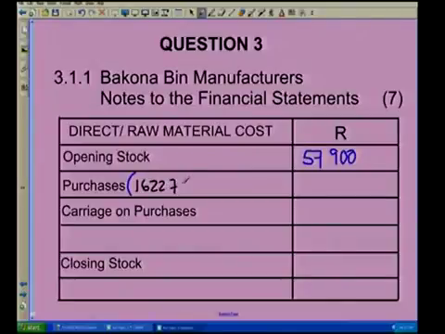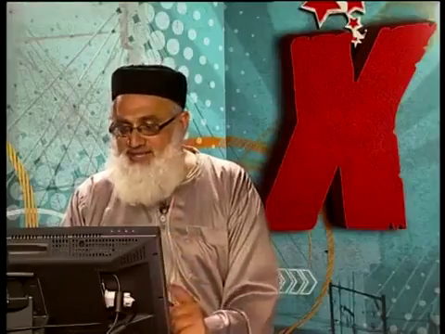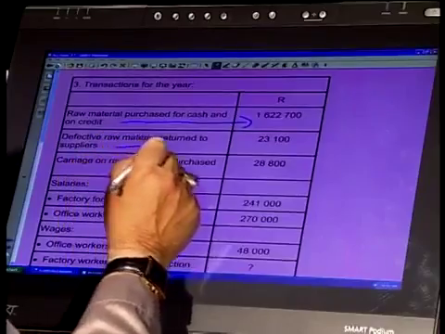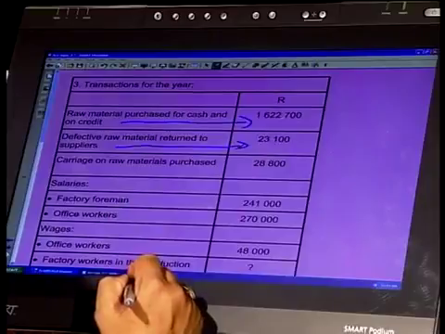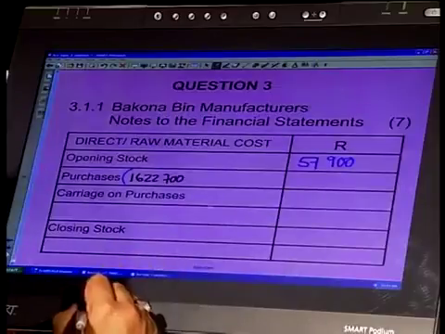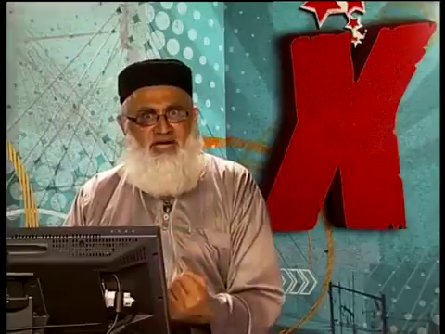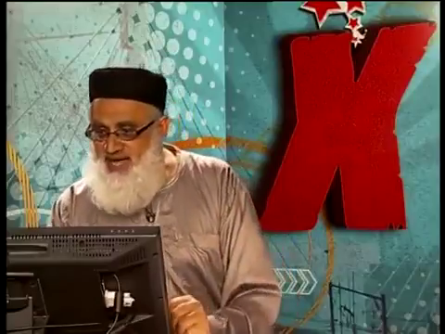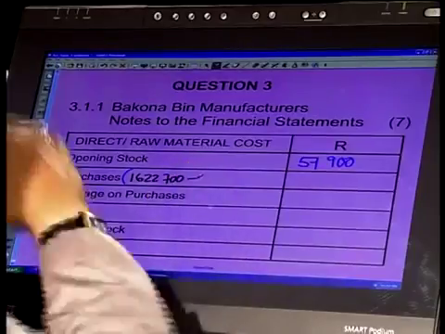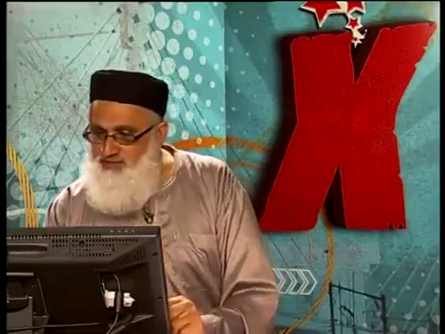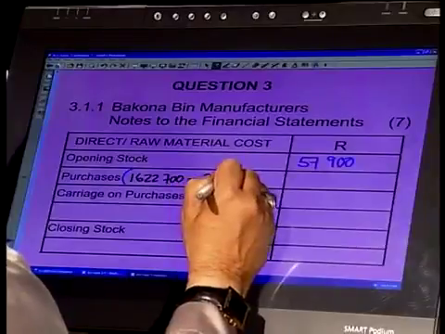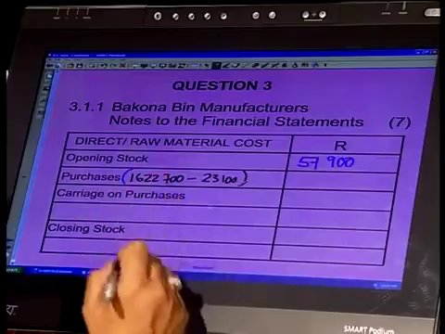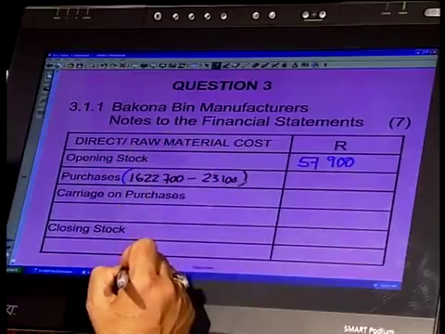Let's get that. 1 million, what was the amount? 1,622,700. And what else do I know? Defective raw materials returned to suppliers, 23,100. Now, obviously, that affected my purchases. Why? Because these materials were returned to suppliers. So what do I do in my bracket? I say minus. These goods were not available. Therefore, I subtract the amount, which was 23,100.